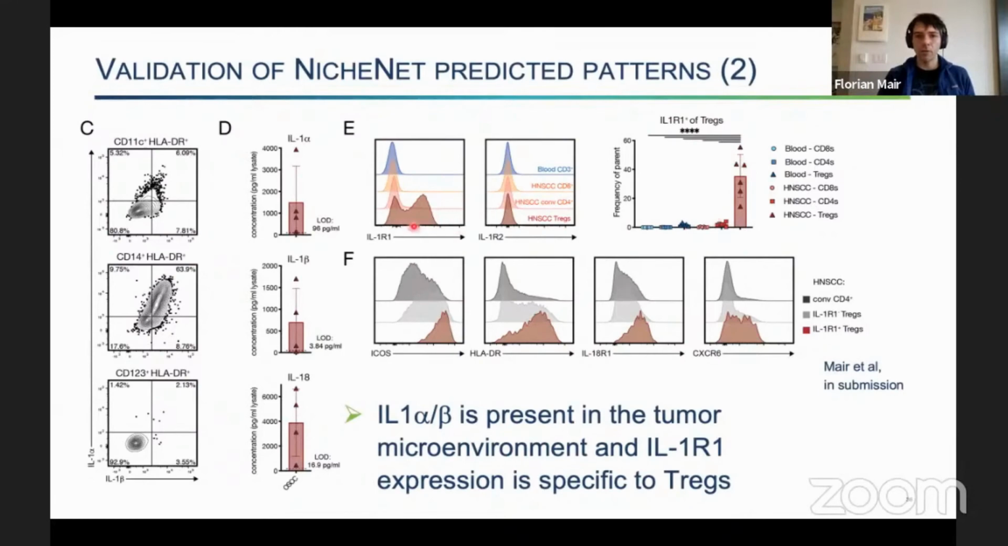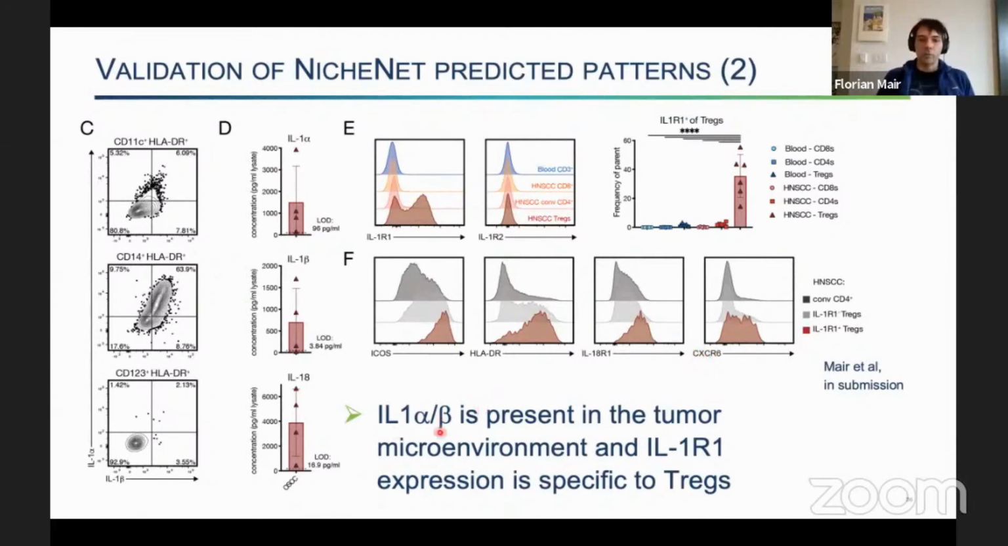If you have a closer look at the IL-1 receptor positive versus IL-1 receptor negative Tregs from the tumor, which is what you can see down here in panel F, you can basically see that the IL-1 receptor positive Tregs are also the ones that express the highest level of ICOS and HLA-DR, which is what Faust predicted in our cytometry data. And those Tregs also seem to express very high levels of the IL-18 receptor, and also at least 50% of them express the ligand for CXCL16, which is the chemokine receptor CXCR6.